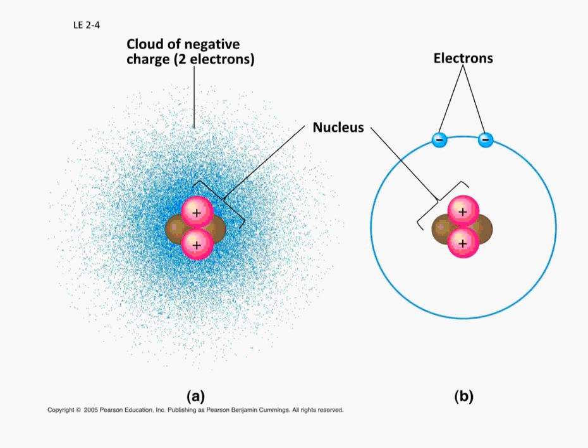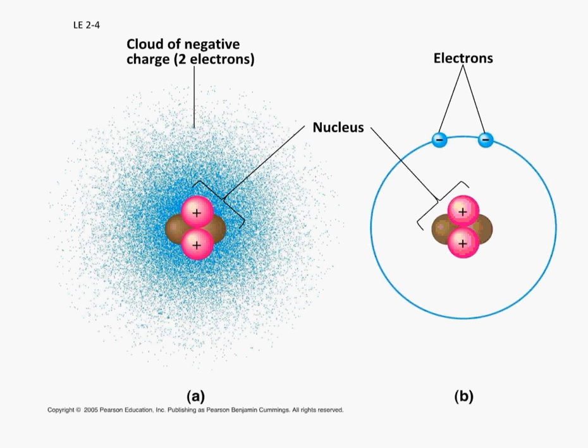So the most basic element of chemistry is an atom. An atom is the smallest unit of matter. The atom still contains all of the properties of an element. This is an atom of helium here with 2 protons. So this is still helium, even though it's really, really small.